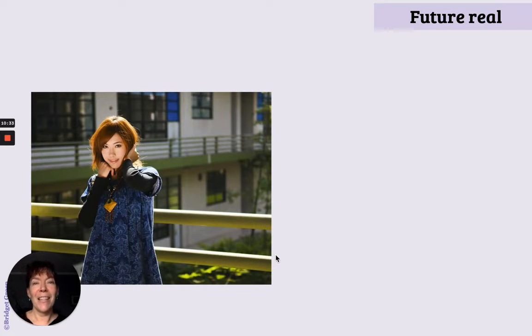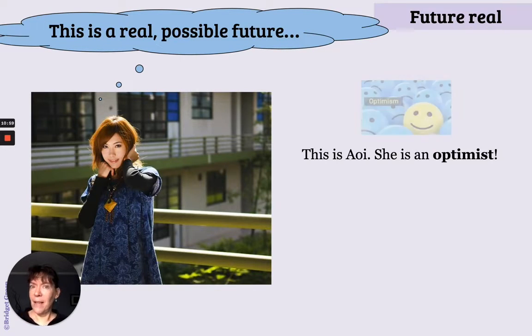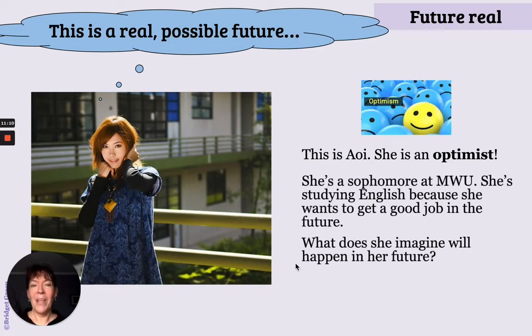Now, let's practice a little, but first, let's meet Aoi. She is talking about a real possible future. This is Aoi. She is an optimist. An optimist is a person who thinks many things are possible in the future. Good things are possible in the future. She's a sophomore at MWU. She's studying English because she wants to get a good job in the future.